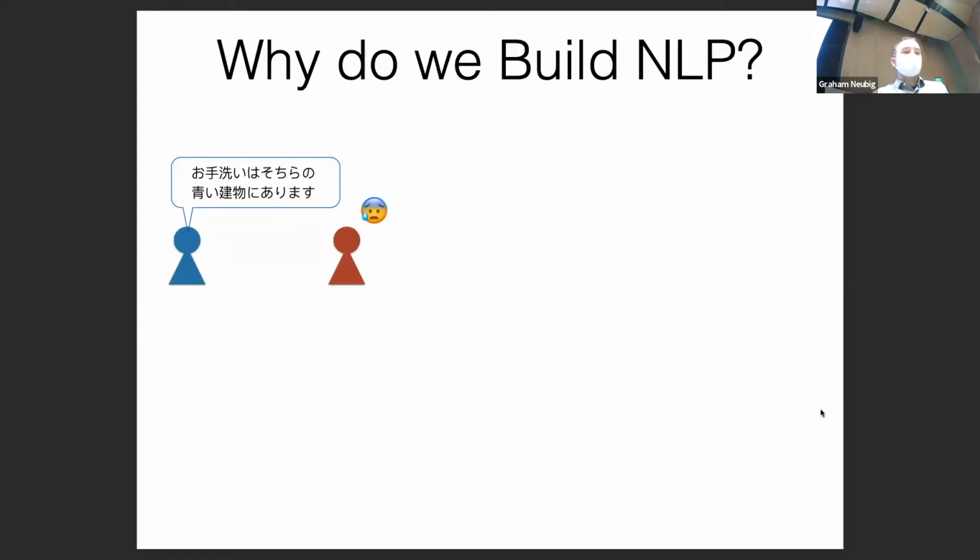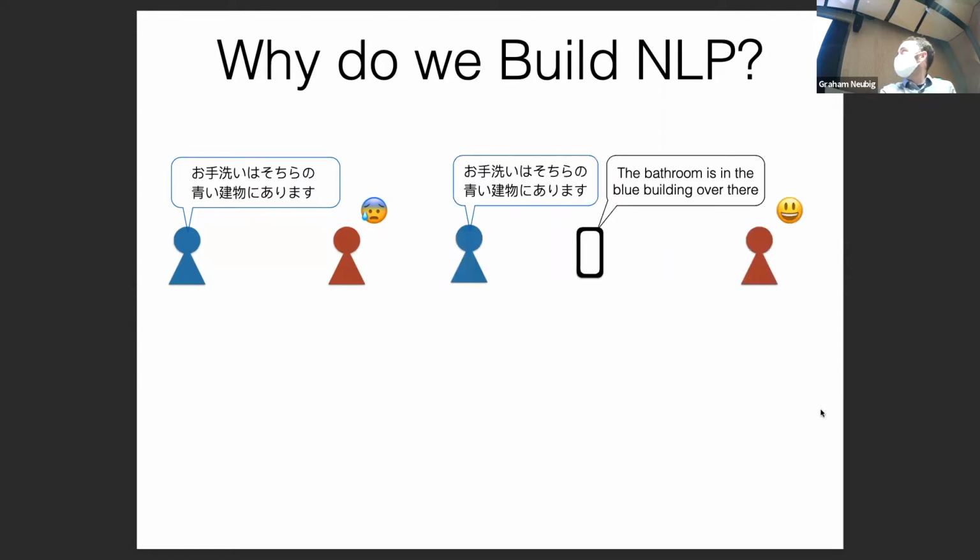So in this particular case, the person in the blue speaks Japanese, the person in the red doesn't. So the person in the red has a problem. What we do is we build a technological system that tries to improve the life of the person in the red by translating into English, which they understand, so they know where they need to go to the bathroom.